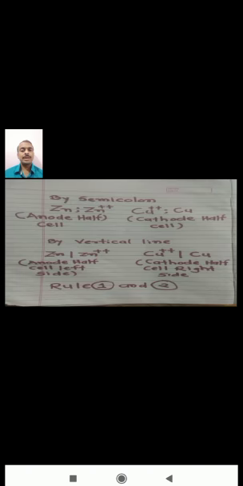Rule first: the oxidation electrode, that is the anode, always forms the left part, and the reduction electrode, the cathode, forms the right part of the cell. Rule number 2: a half cell is represented by interposing a vertical line or semicolon between the metal and the electrolyte. Now see, this is the example with the two half cells, anode half cell and cathode half cell. The anode half cell is written on the left side while the cathode is on the right side, and both electrodes are separated by vertical lines.